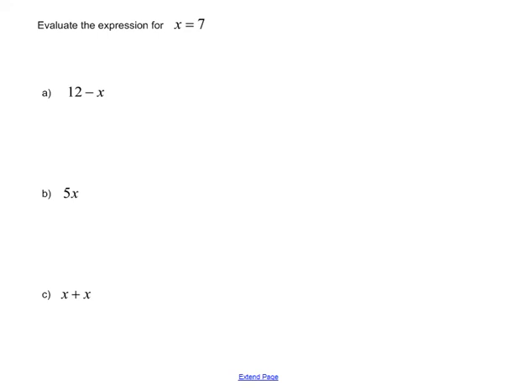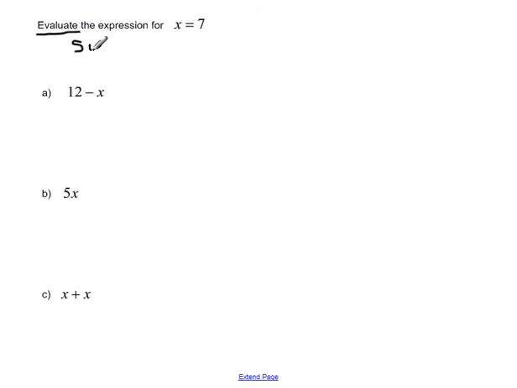Evaluate the expression for x equals 7. So let's take a look at our first problem here. We have 12 minus x. So we're being asked to evaluate. When we see these directions to evaluate, there's two things we're going to do.